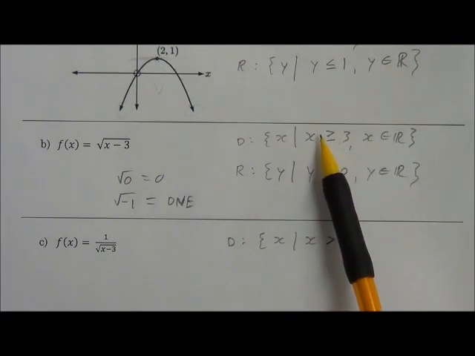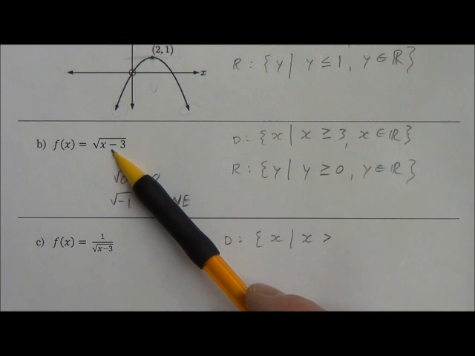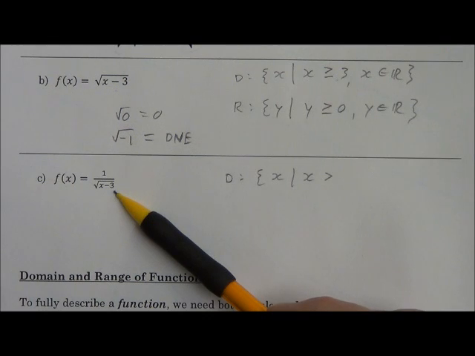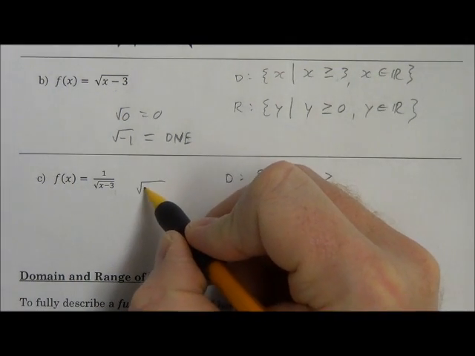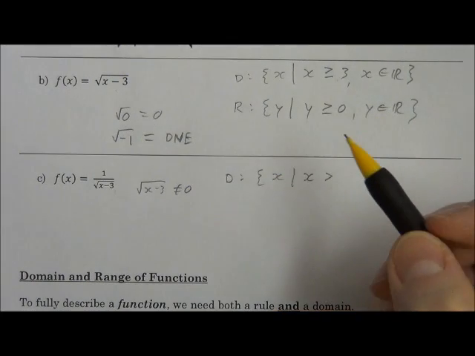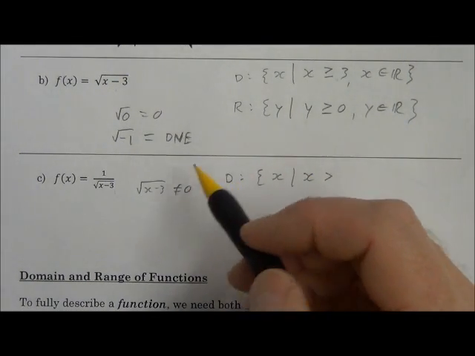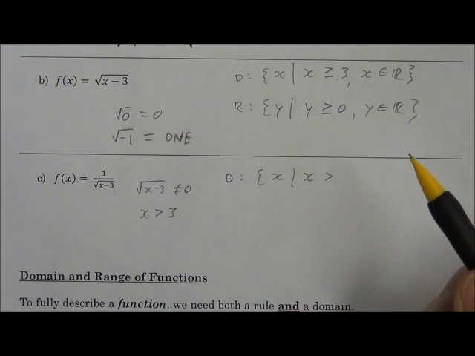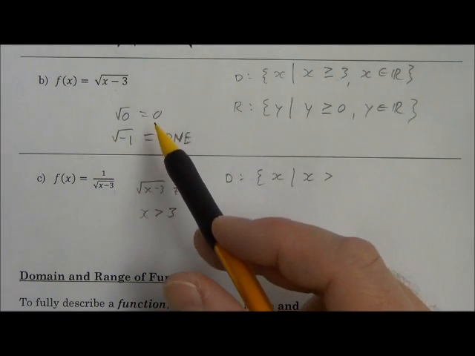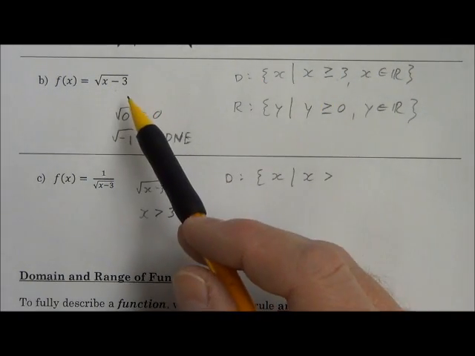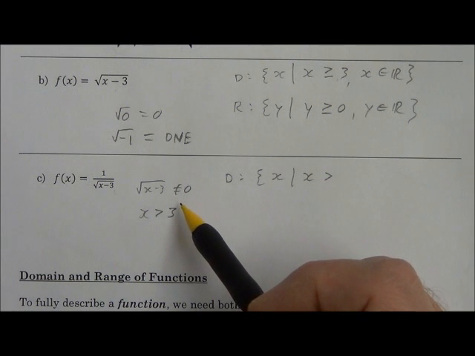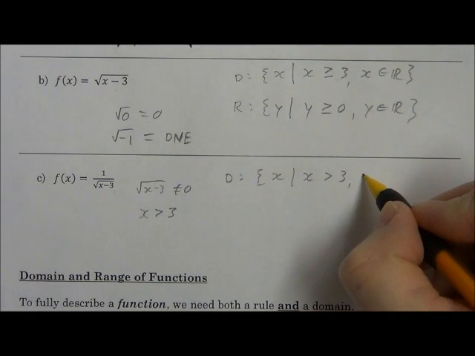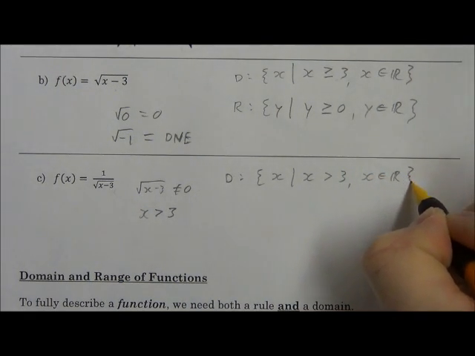Or it can be equal to 3 because it can be a square root of 0, that's no problem. Now, in the denominator of a function, we cannot have 0. So the square root of x minus 3 cannot equal 0. Therefore, x cannot equal 3. So x has to be greater than 3. Okay, so taking into account this first example and then the fact that the denominator cannot equal 0 or else the function will not exist, x has to be greater than 3. Again, x is an element of all real numbers.